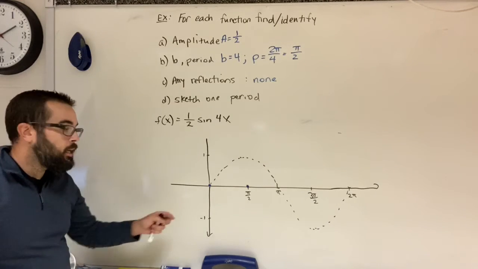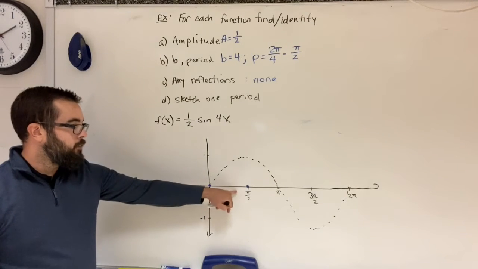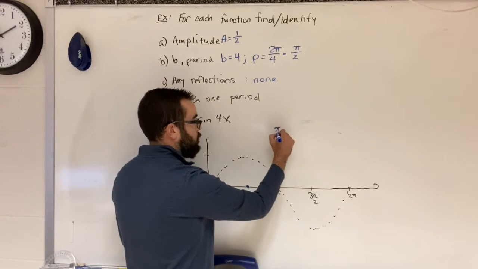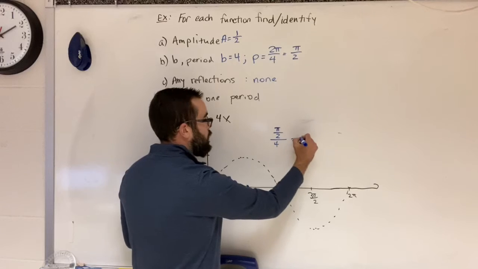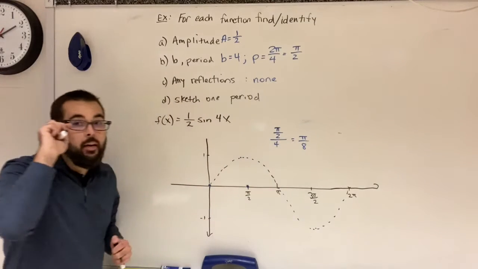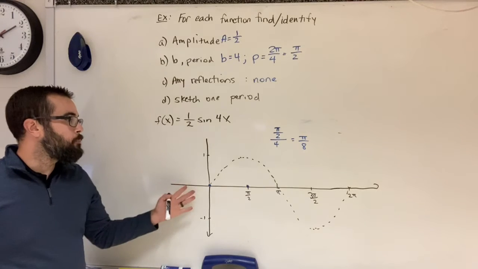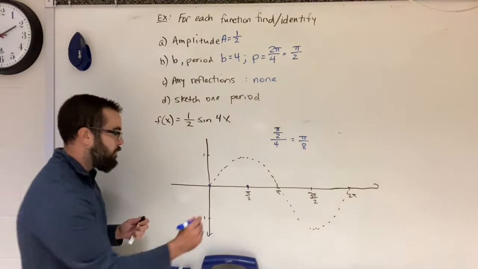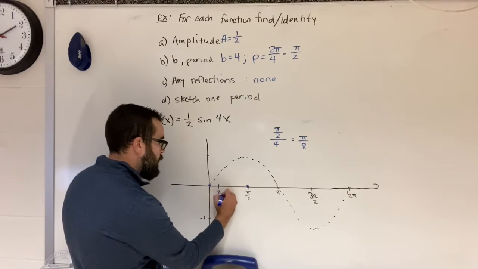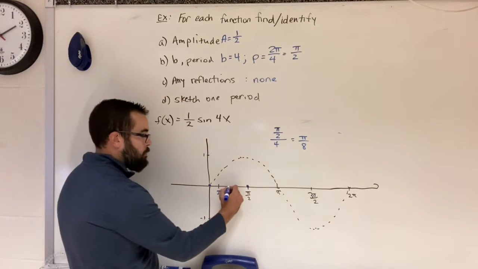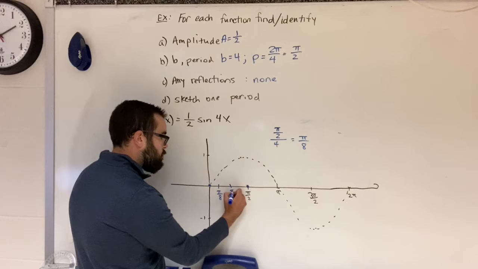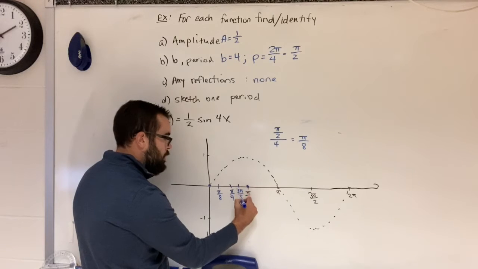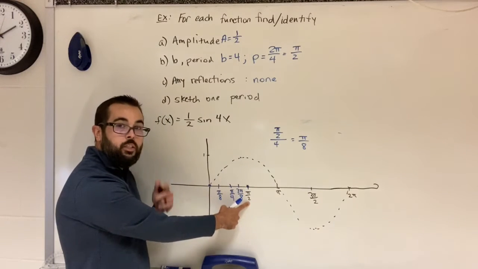So my question is, how do I divide up the graph so that I have 4 equal sections between 0 and pi over 2? Well, you take pi over 2 and divide it by 4, and you get pi over 8. So there's going to be pi over 8 distance between each critical value. So my first critical value is going to happen at pi over 8. The next one's going to be at 2 pi over 8, which is pi over 4. The next one's going to be 3 pi over 8. And the last one is 4 pi over 8, which is pi over 2.